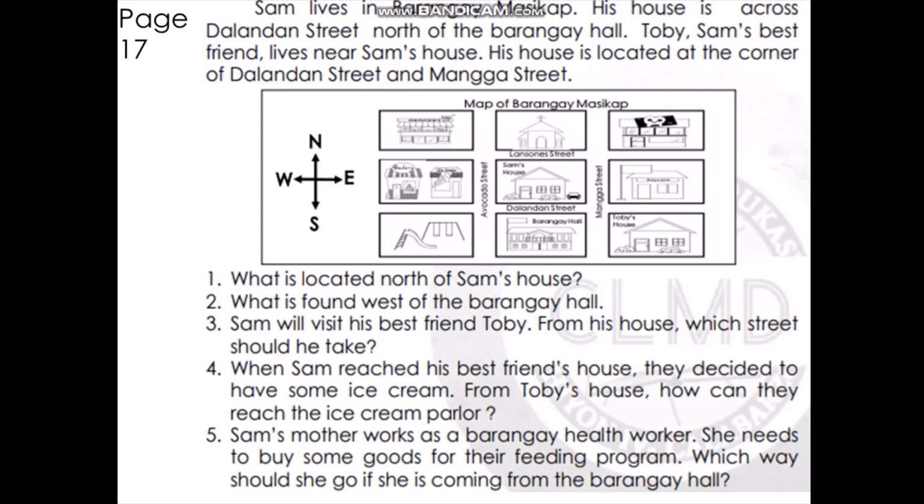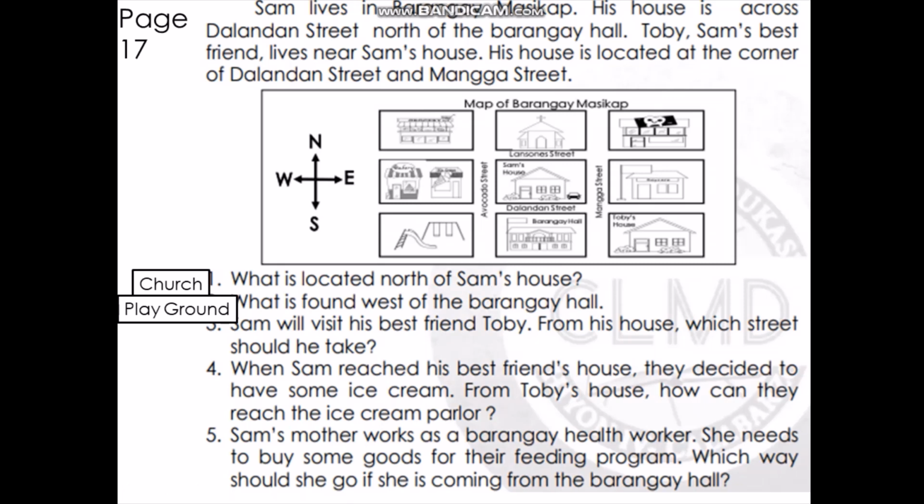So now let's check if your answers are correct. For number 1, it is church. So this is Sam's house, the north. As you can see in here, north, the above. So this is church. Next, number 2, what is found west of the barangay hall? Playground. So as you can see, there's a swing and slide. So it's a playground.